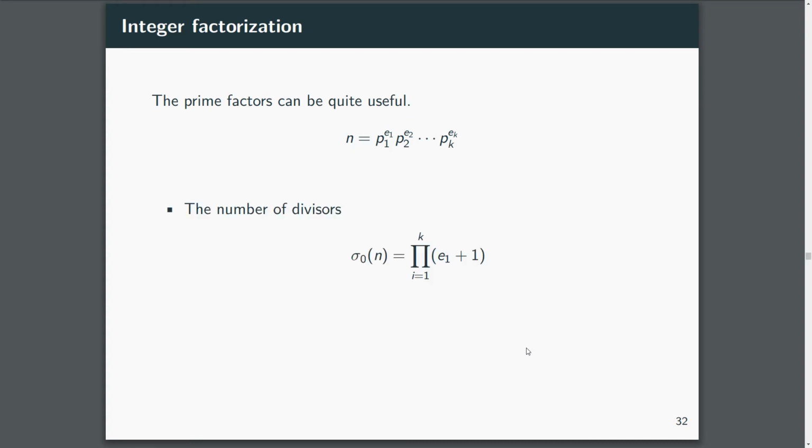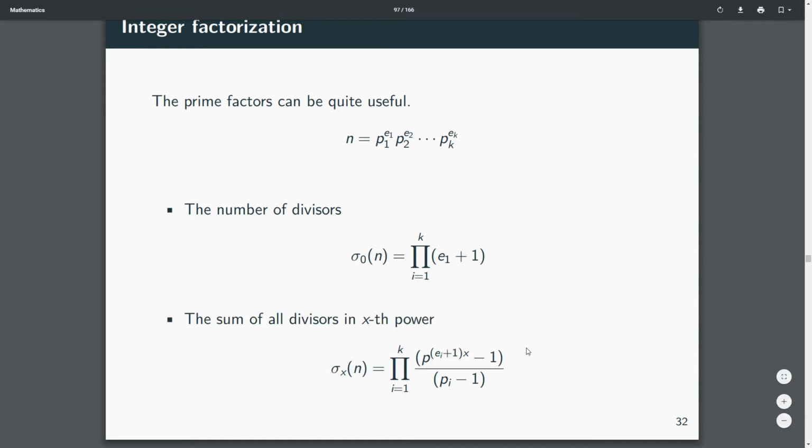So what we can do with this, for example, is we can calculate the number of divisors. So that's the sigma 0 function of n. We can also calculate the sum of all divisors to the xth power. So this is a generalized version, sigma x. The sigma 0 function, shouldn't that be ei plus 1? Yeah, that should be ei plus 1. That's correct. It's just a typo.